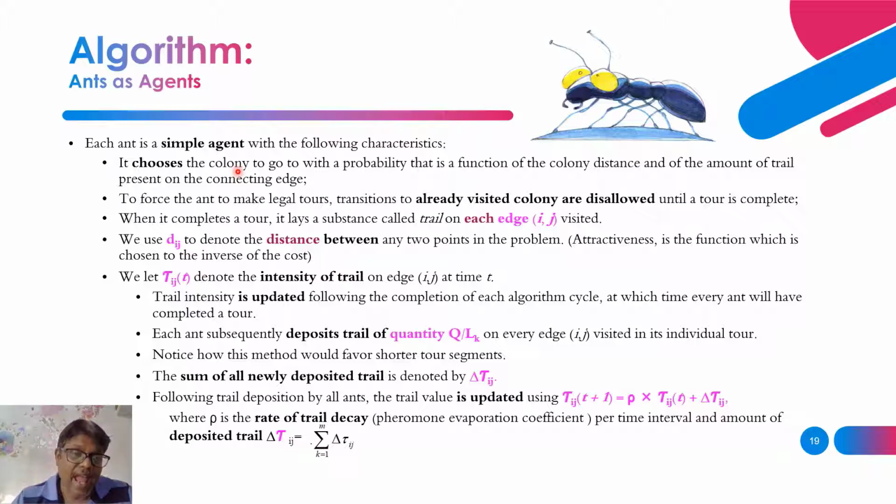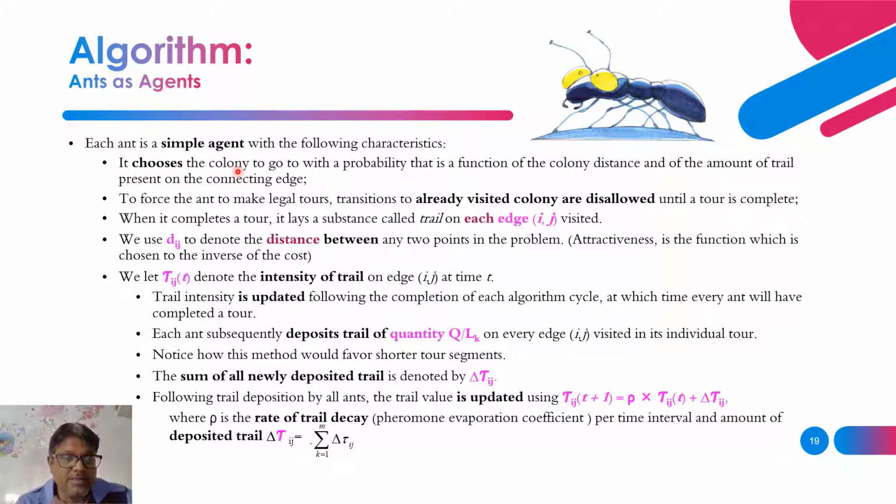Then we force an ant to make a legal trip to that colony. For that, we need to know a few things: whether that colony is already visited, or that trip is completed. Until the trip is completed, that particular colony is permitted. If it is completed, it is disallowed. So that's about the colony choice.